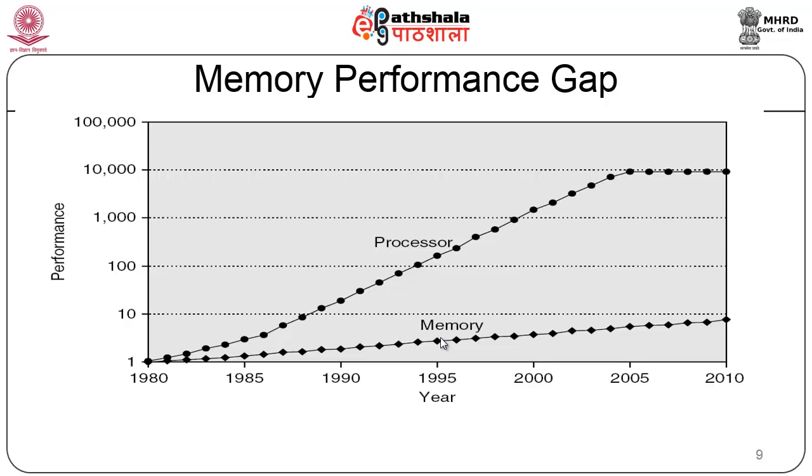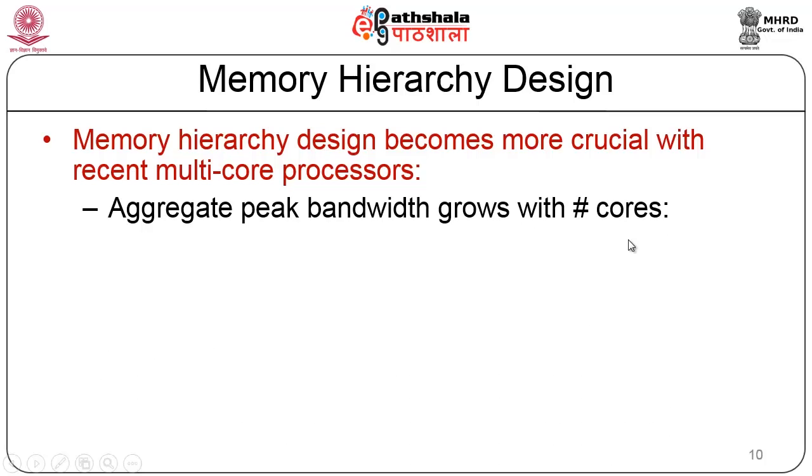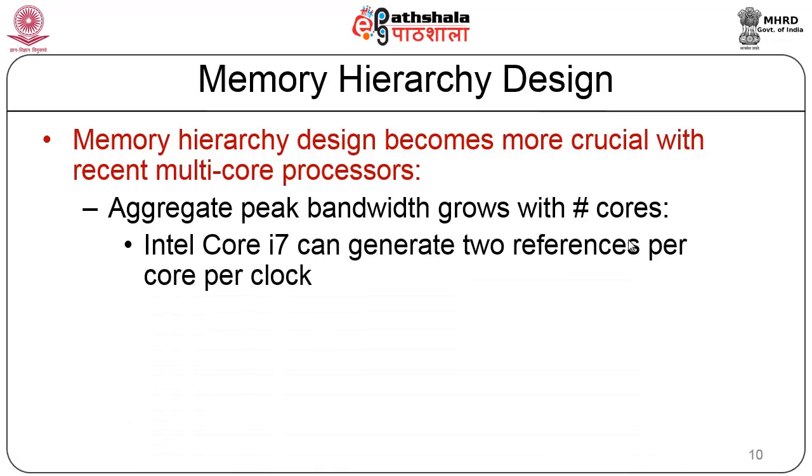That is, a processor should not be stalled for memory accesses because of the slowness of the memory devices. So, we will have to look at techniques which will try to optimize the memory accesses, or at least try to hide the latency associated with the memory access. So, we will discuss all this as we proceed. When you look at the memory hierarchy design, it becomes very crucial, particularly with the recent multi-core processors. With multi-core processors, there are multiple processors or cores on the same die, and all these cores are trying to access your memory.